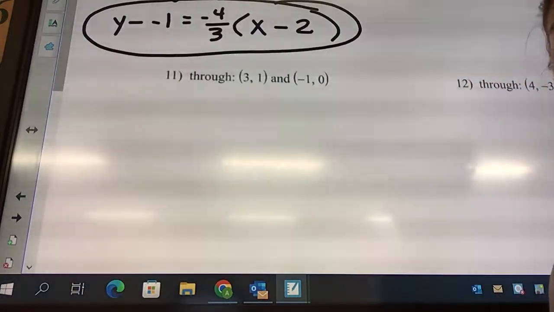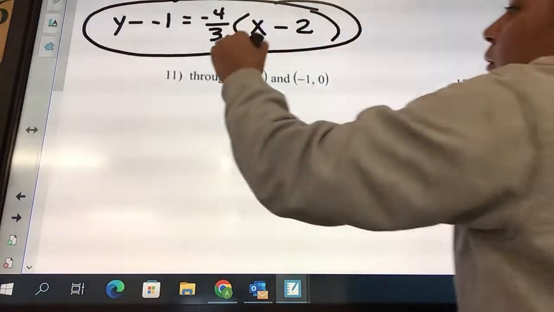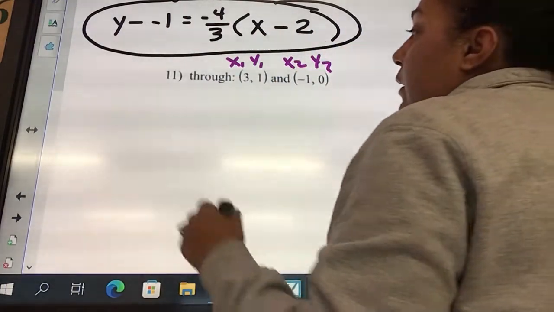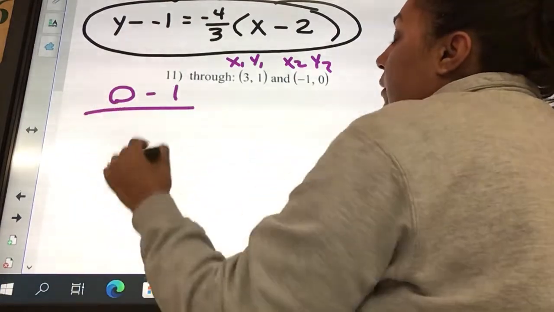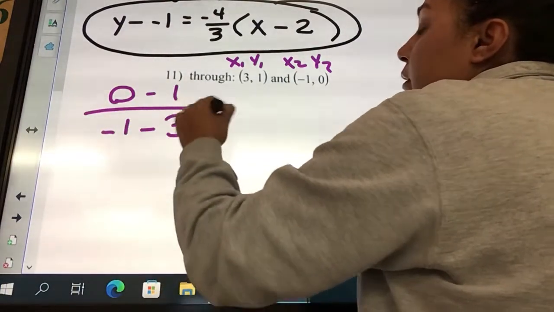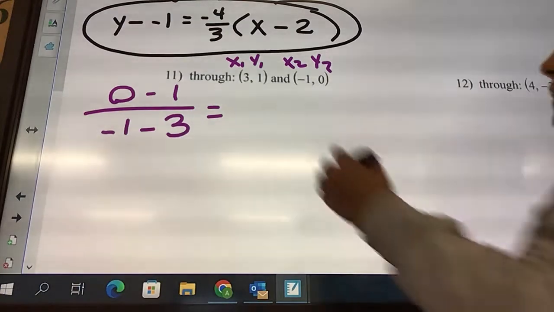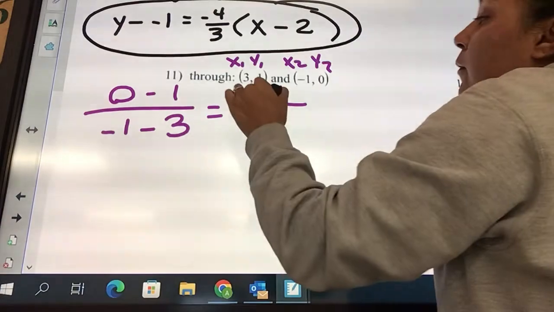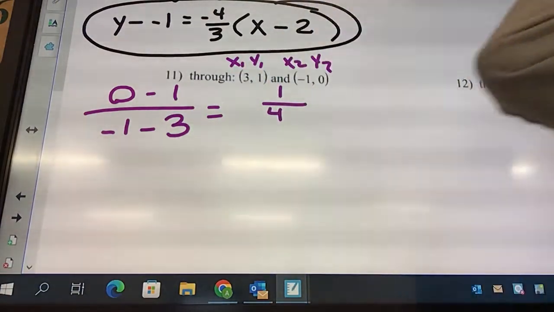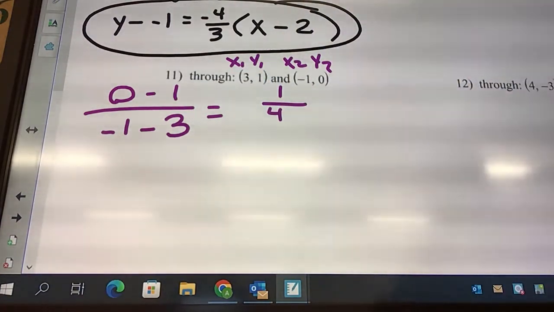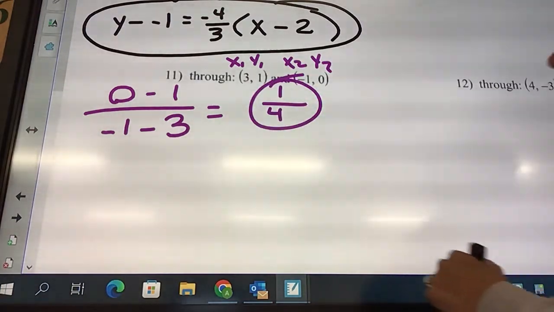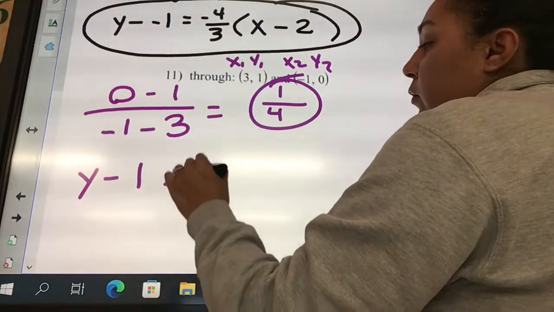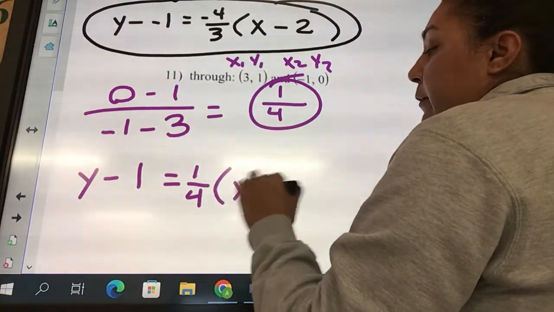Okay, 11. We got x1, y1, x2, y2. So it's going to be 0 minus 1 over -1 minus 3. And that's going to be -1 over -4, so just 1 over 4. And remember, you can type those in your calculator or we'll fully simplify it for you. So that's my m. And then we got y minus y1 is 1 equals 1 over 4 x minus 3.